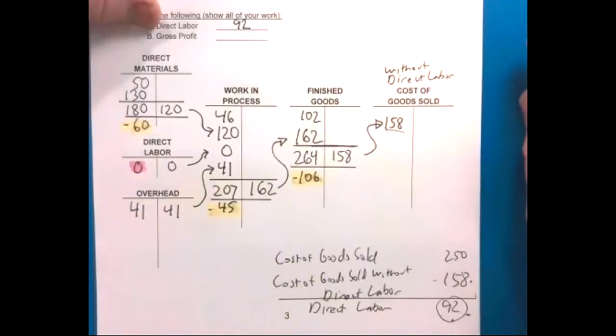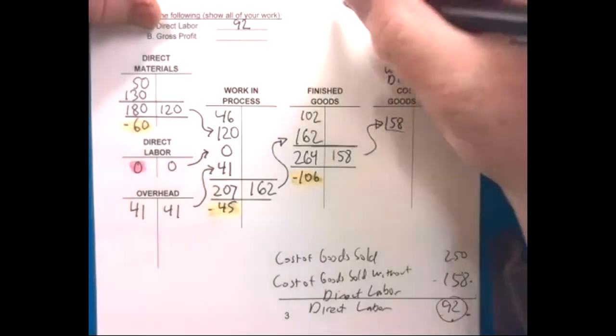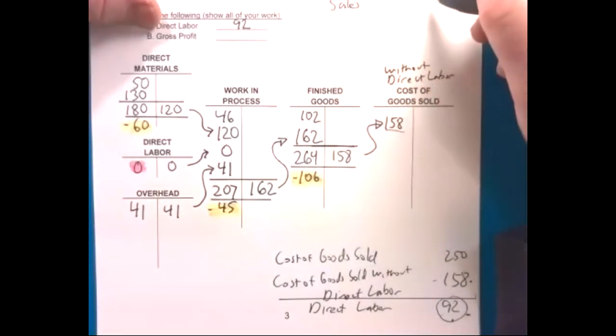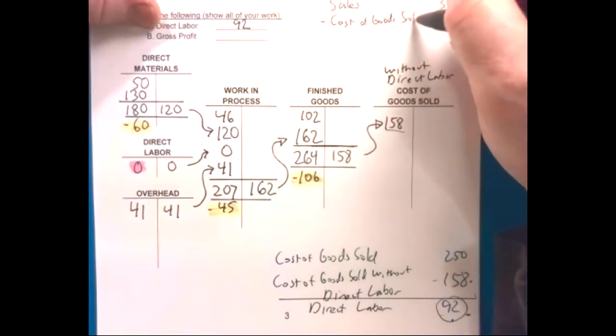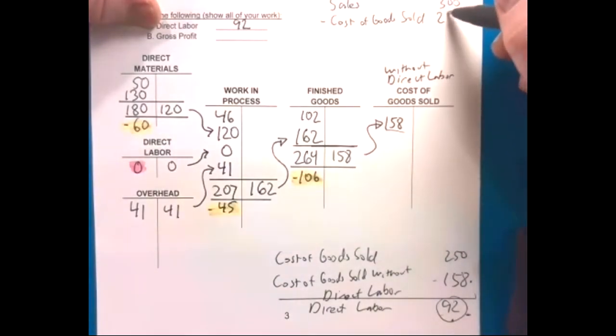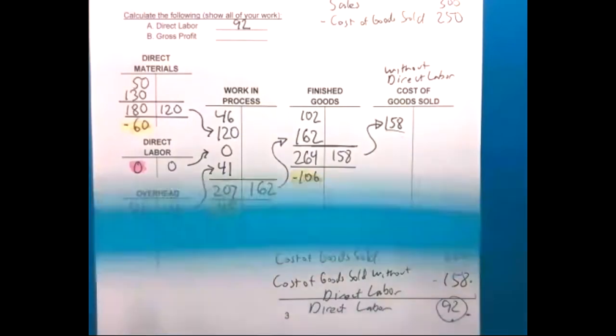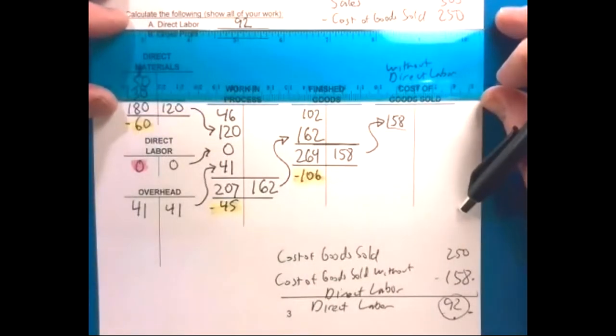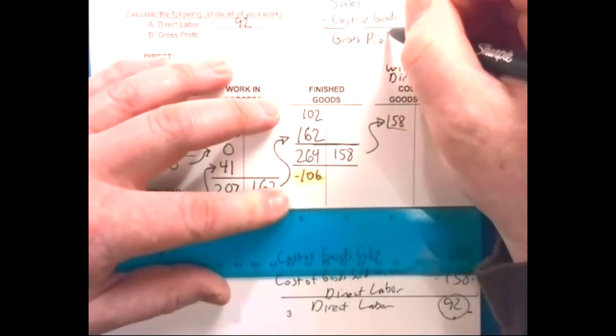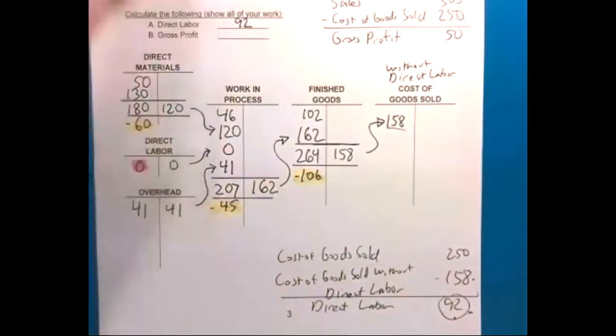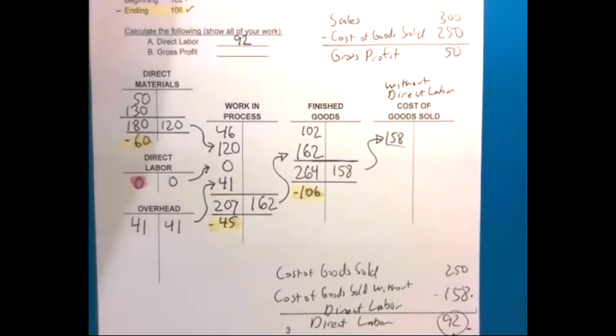Our gross profit is the same thing as our gross margin. And that's just your sales, 300, minus your cost of goods sold. And for this, we want the real cost of goods sold, the 250. It includes the labor. So that would be your gross profit or gross margin.